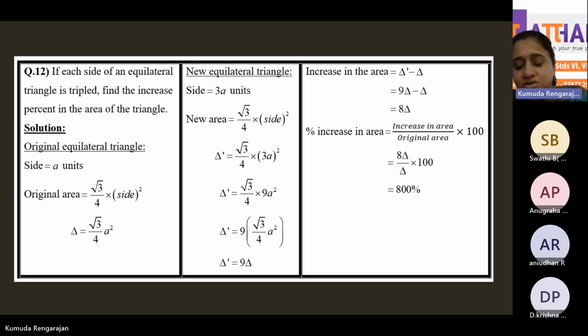Done, children? Online students, finished writing? Any questions? Any doubts? Aniruddhan? No, ma'am. Swati? Anugraha? No doubts. Krishna Priyan? No. Okay.